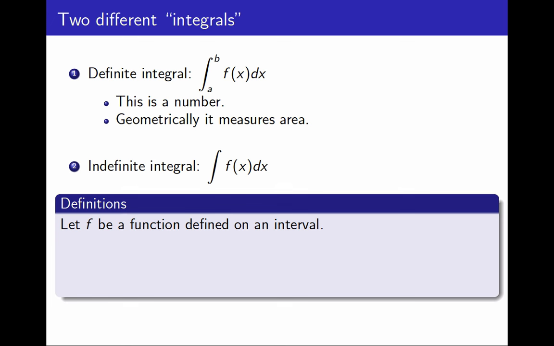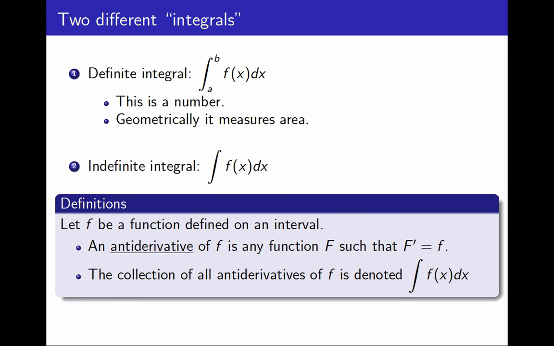I'm going to say that an antiderivative of f is any other function whose derivative is f. So I give you a function f and I ask you, it's a derivative of what? Notice that I say an antiderivative, because in general there will be more than one. Every function can only have one derivative, if it has one, but it can have many antiderivatives. And the collection of all the antiderivatives is what we are going to denote with these symbols. That's what the indefinite integral means.